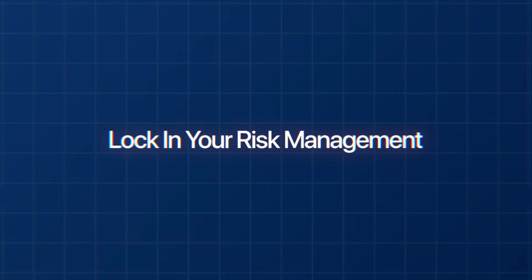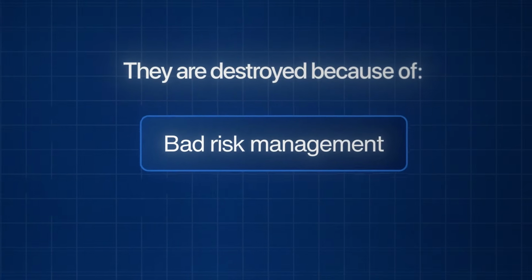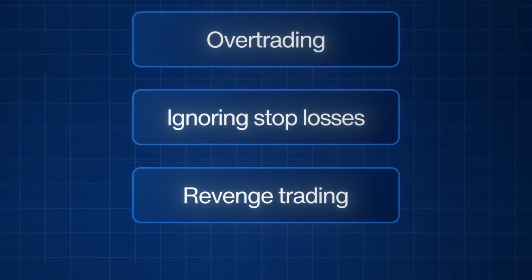Step 4. So here's the truth most traders don't want to hear. Accounts aren't destroyed because of bad strategies. They're destroyed by bad risk management, overtrading, ignoring stop losses, trying to make it back. That's why accounts blow up. Here are my rules. Every single trade has a defined risk. Position size is determined by the stop distance, not emotion. And there's also a maximum daily loss limit. Once that's hit, trading stops. No revenge trading. No one more trade.